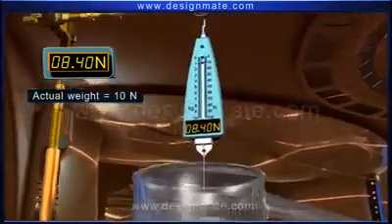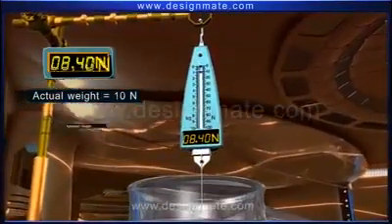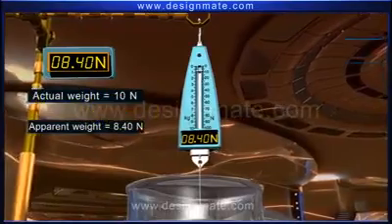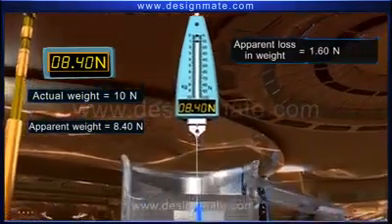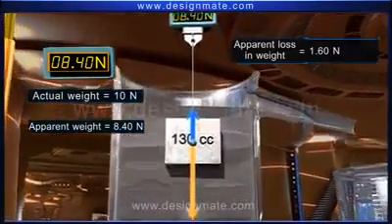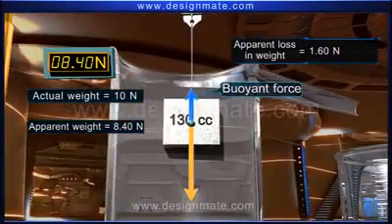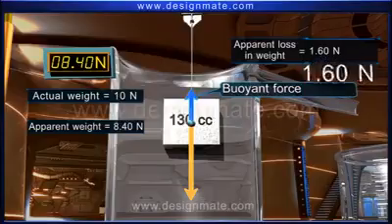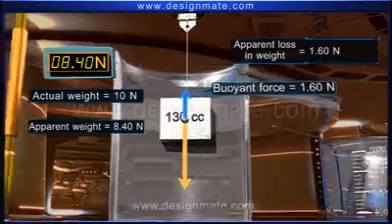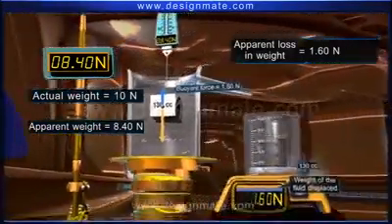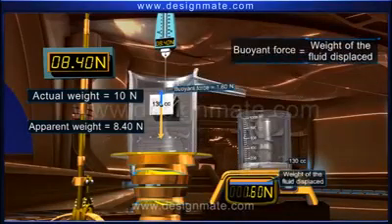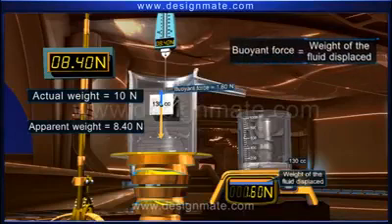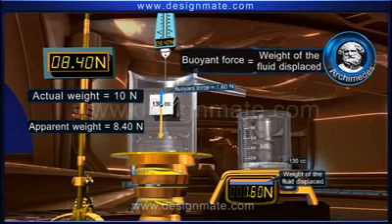Now from the spring balance, note the apparent weight in glycerine and calculate the apparent loss in weight. It is 1.60 Newton. Thus, the buoyant force acting on the object this time is 1.60 Newton. Isn't it interesting that in this case too, the buoyant force is equal to the weight of the fluid displaced? This relation was discovered by Archimedes and is called Archimedes' principle.